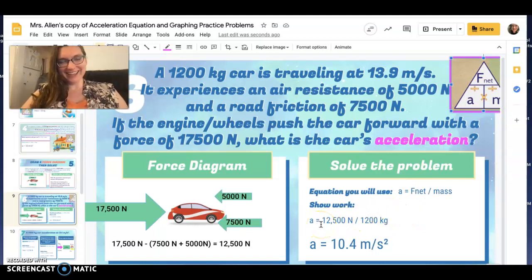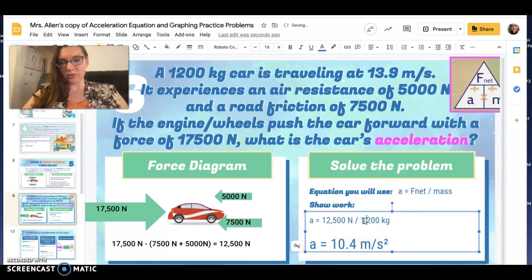Okay, so the net force is 12,500 newtons and the mass is 1,200 kilograms. So I just do F net divided by mass, and that is 10.4 meters per second squared. And again, this is something you can do almost in your head because you can see that this is like 12,000 newtons and this is like 1,200 kilograms, right? So it's a multiple of 10, I guess is what I'm trying to say. And then that 0.4 is where that 0.5 comes from, okay?